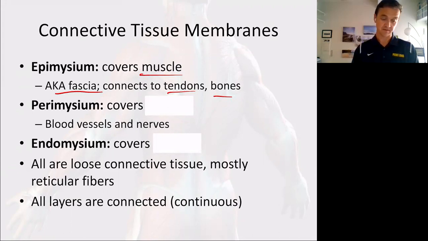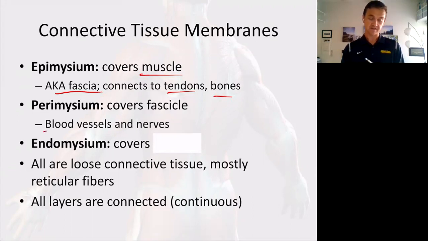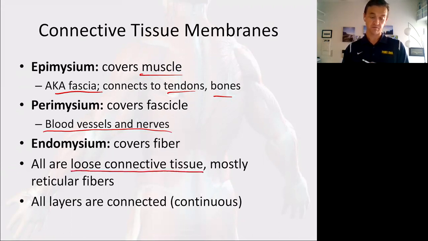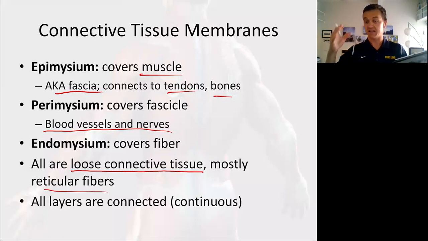The perimysium covers the fascicle. This is the housing for blood vessels and nerves. The endomysium covers the muscle fiber itself. These are all loose connective tissue, mostly reticular fibers. And then all of these layers are interconnected. If we were doing the lab in person, you would be dissecting a cat, and as you go through the dissection, there is a lot of connective tissue. It's not like each muscle is distinct from each other muscle and each structure is distinct from each other structure.